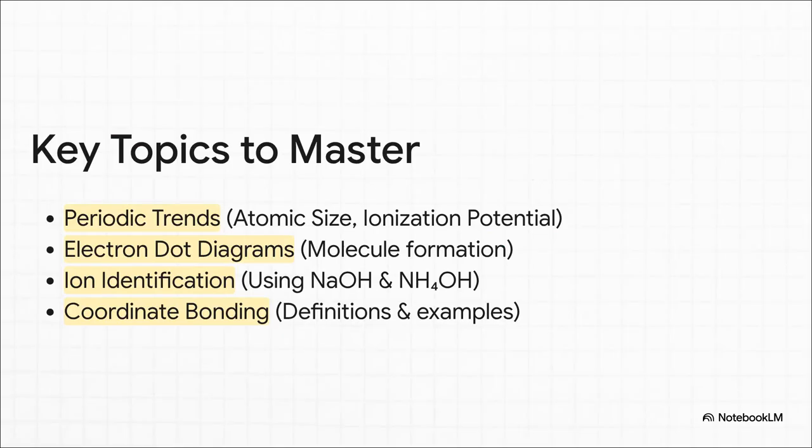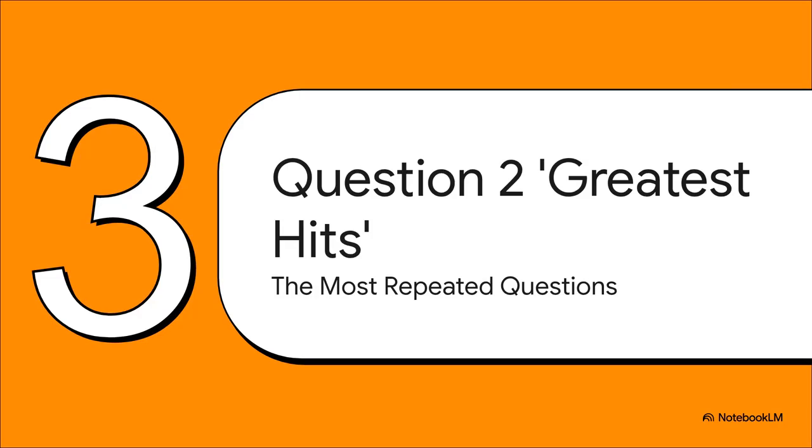And you know what? We can zoom in even further. Inside those chapters, there are a few topics that are the real heavy hitters. You absolutely have to master periodic trends, things like atomic size and ionization potential. You need to be able to draw electron dot diagrams in your sleep. Your ion identification tests using sodium hydroxide and ammonium hydroxide need to be second nature. And you must know the definition of a coordinate bond, word for word. These are non-negotiable. So, because these topics show up over and over again, they've basically created what I like to call the greatest hits of question 2, the exact questions that you see time and time again.